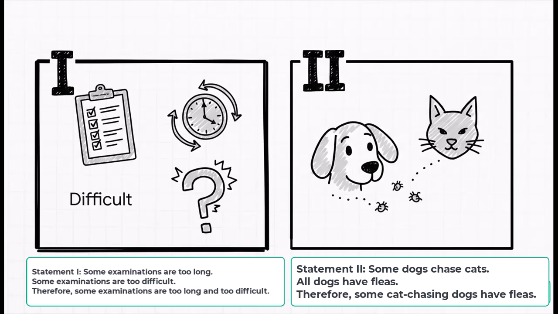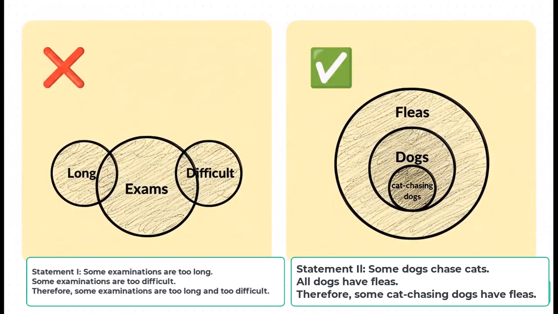And boom, this is why the hack is so powerful. Look at statement 1. We draw a circle for exams that overlaps with long, and then we draw the exam circle also overlapping with difficult. But wait, do the long and difficult circles have to overlap with each other? Nope. The long exams could be a totally different group from the difficult ones, so the conclusion isn't guaranteed, making it invalid.